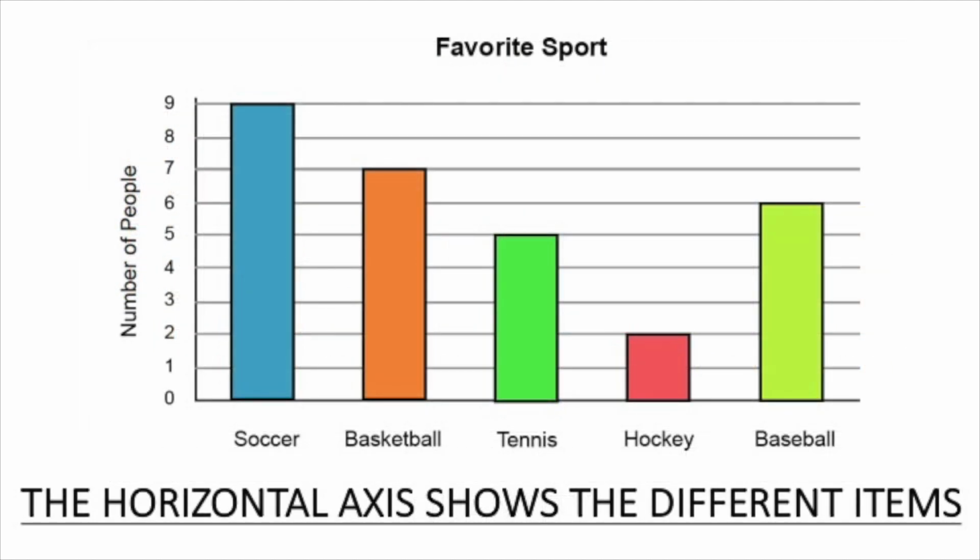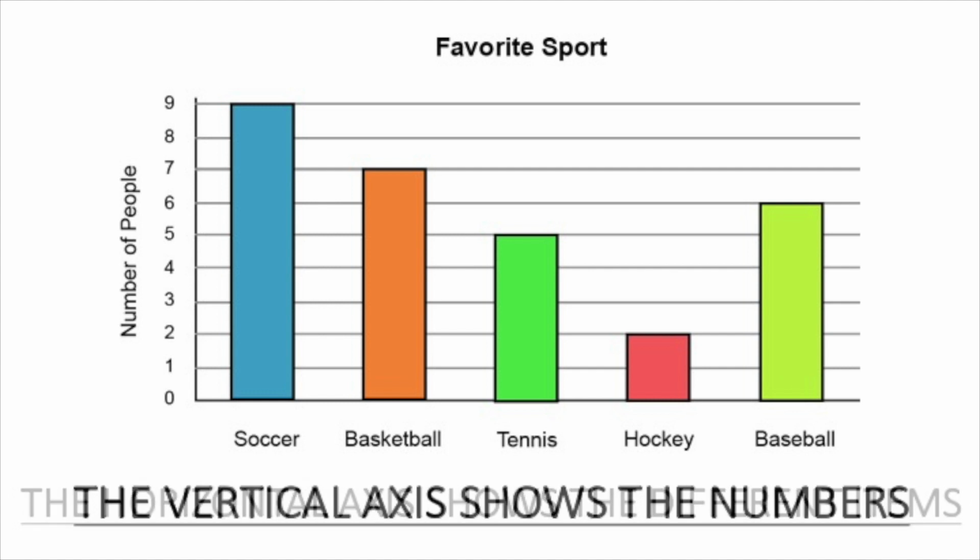So the horizontal axis shows the different items. Yes, these are what's known as categories. In this example, sports. The vertical axis shows the numbers. For this example, number of people.